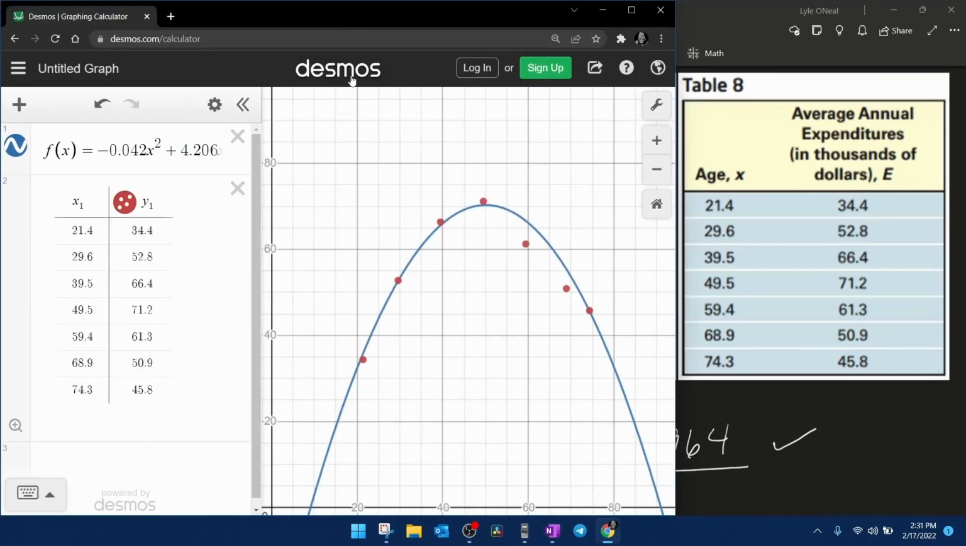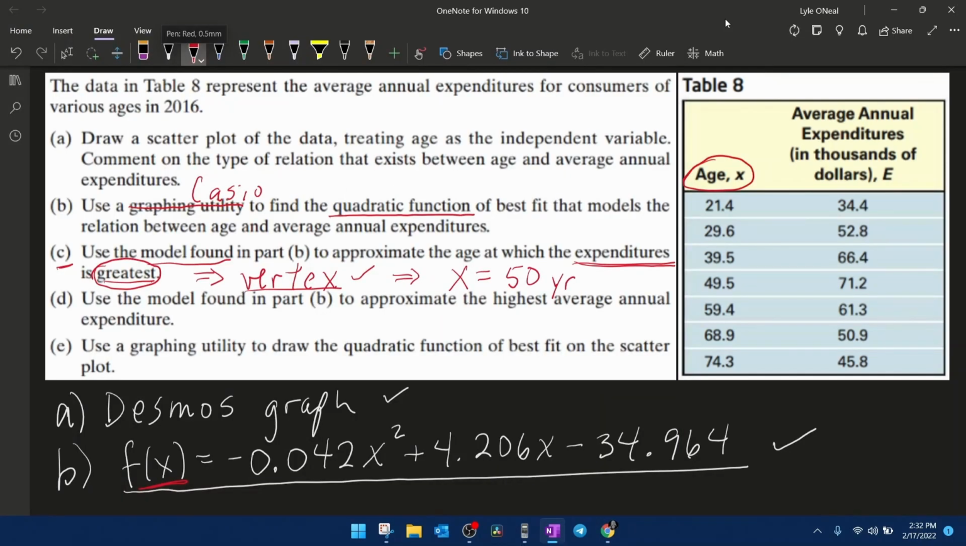And here we are at Desmos. We've got our function entered. Notice the function is represented by the blue graph. The red dots are data from table 8, and you can see that the blue graph does fit really close to the red dots. And then to answer part C, if we simply click on the blue graph, we can see the vertex and estimate the age at which the expenditures are the greatest, and it looks like that's going to be at age 50 years old.